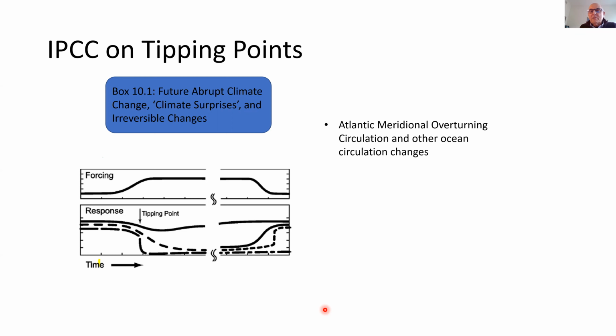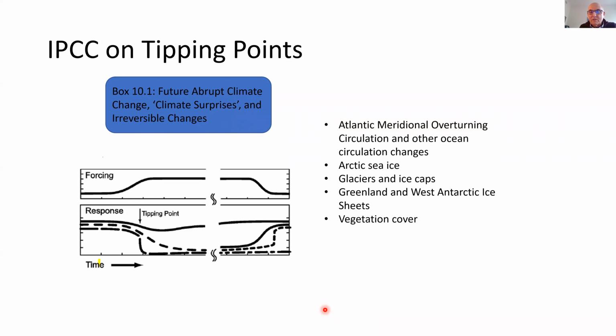And they list the various different things in which they think there's some concern for tipping: the AMOC, Arctic sea ice, glaciers and ice packs, Greenland and West Antarctic ice sheet, vegetation cover. So for instance, the Amazon forest dieback, and various atmospheric and ocean-atmosphere regimes like El Nino, the polar vortex, and so on, which are characteristic behaviors of the climate system, which sustain the rhythm of the climate system as we know it.